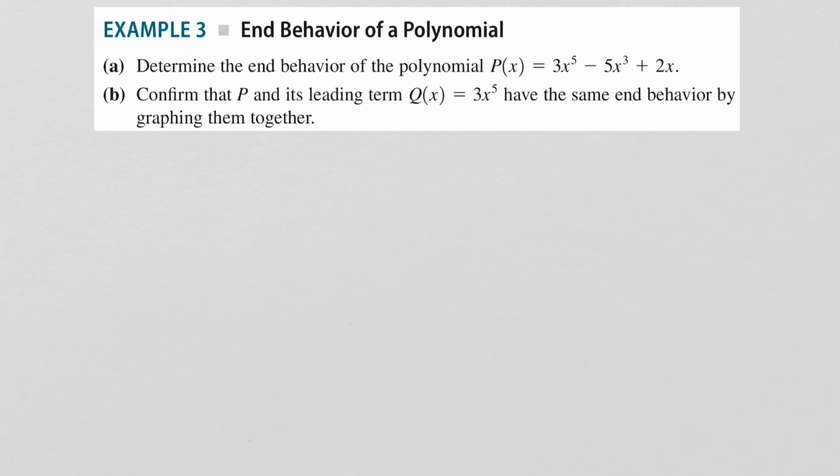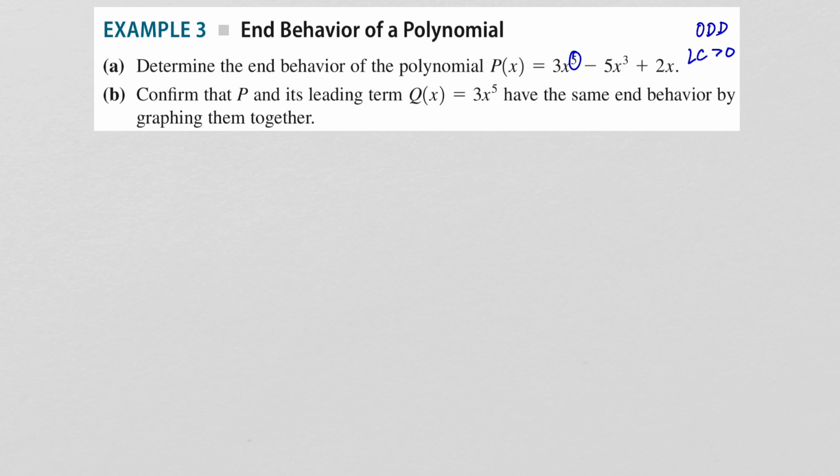Let's take a look at the end behavior of the polynomial p of x equals positive 3x to the fifth power minus 5x cubed plus 2x. So again, we have the degree of the polynomial. In this case, it's odd. And the leading coefficient is positive, right? It's greater than 0 because the leading coefficient is positive 3.